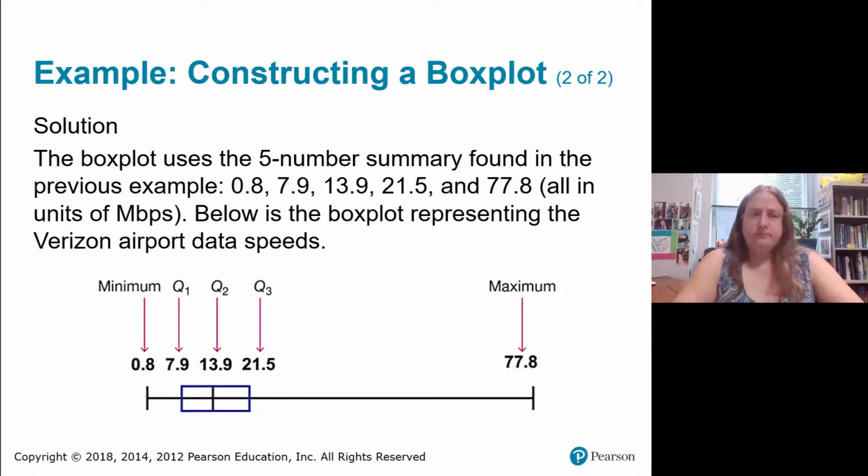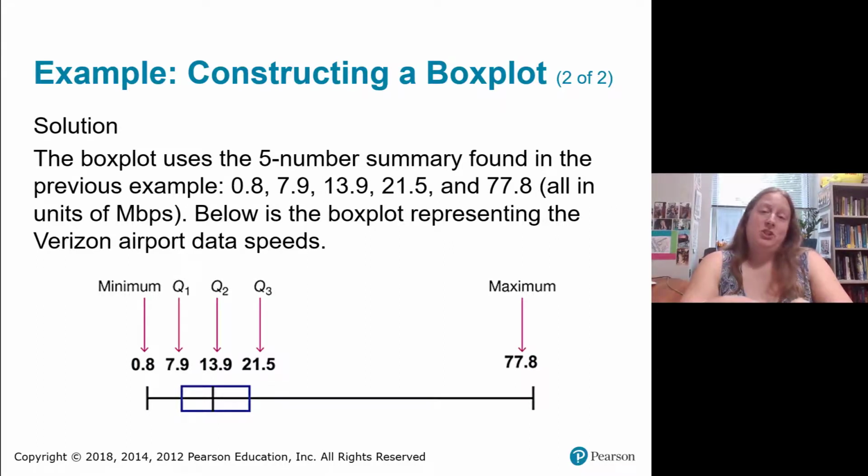We have our 5-number summary of 0.8, 7.9, 13.9, 21.5, and 77.8. So we'll take our minimum of 0.8 and our maximum of 77.8. We'll mark them, draw a line between them, and then on that line, we'll mark our first quartile, second quartile, and third quartile by drawing vertical lines. Then we'll connect the dots across the bottom and top of our vertical lines, making a rectangle that's formed by the sides of the quartile 1 and quartile 3 markings and those horizontal lines that we filled in.